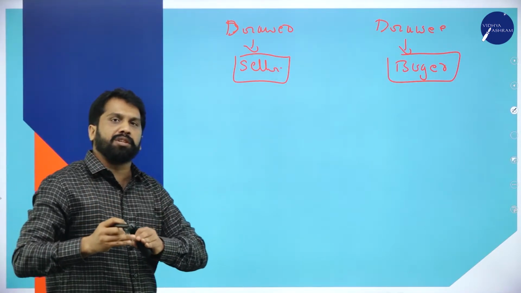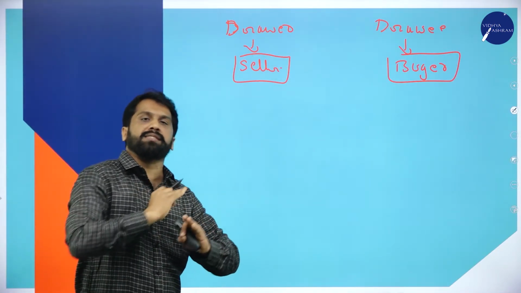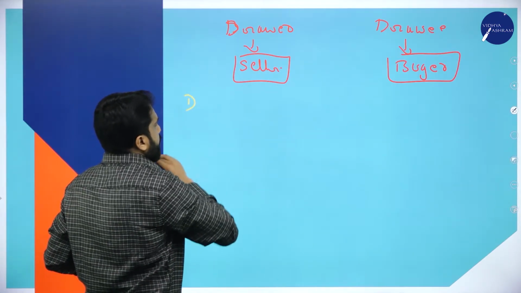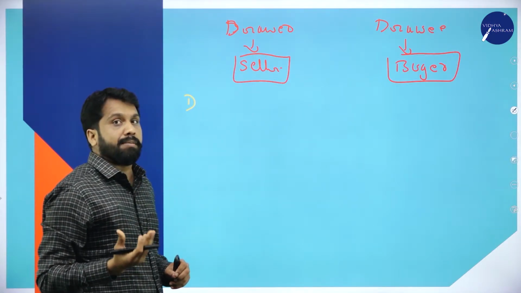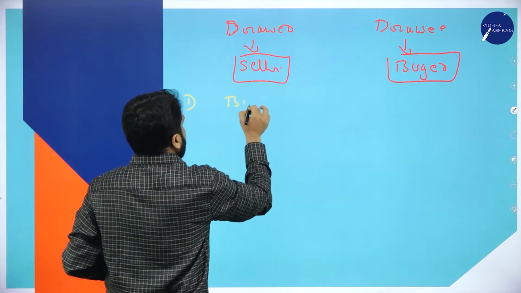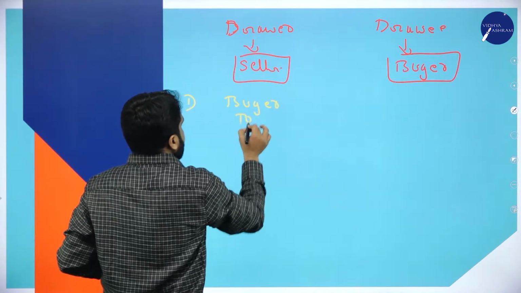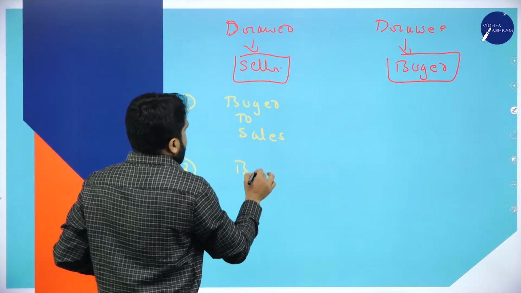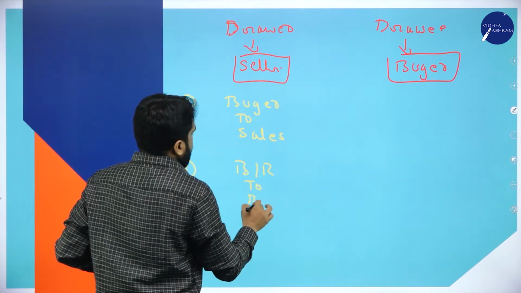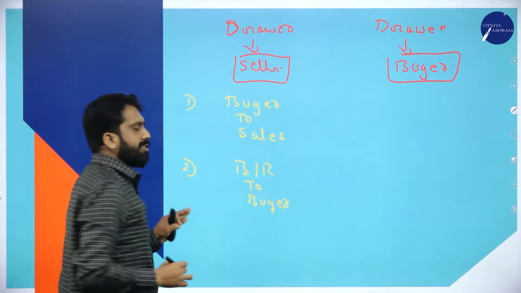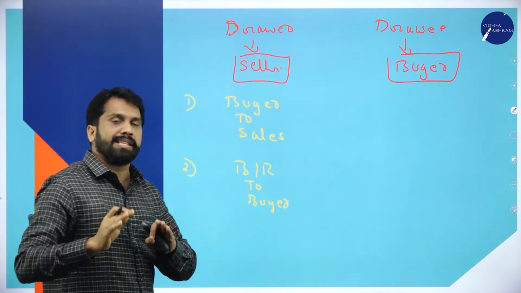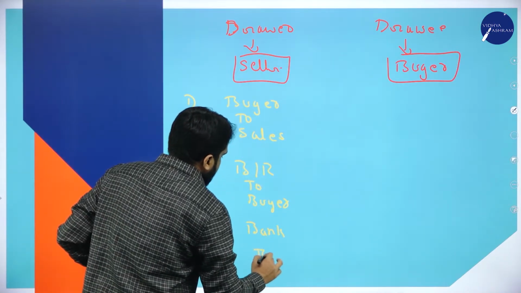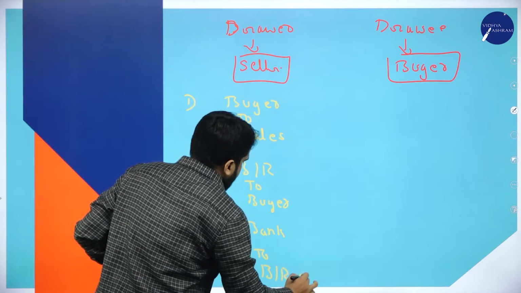Now, same journal entries we will do as we did in the previous session. The first journal entry will be what? Buyer account debit to sales account. Second one, bills receivable account debit to buyer account. Any changes in the journal entry? No. Same journal entry. And the third one, bank account debit to bills receivable account.